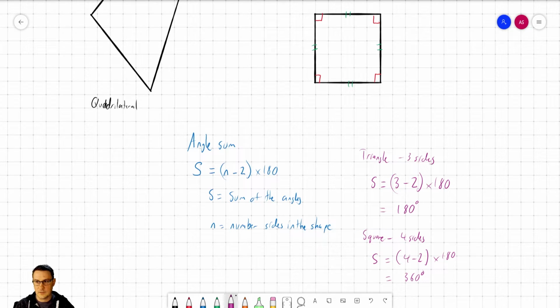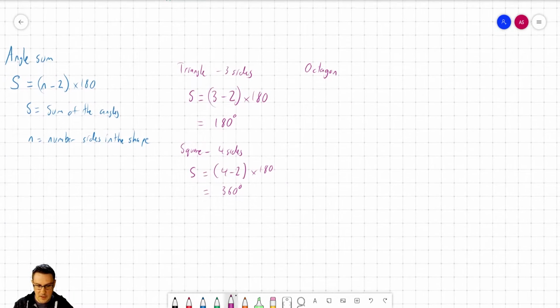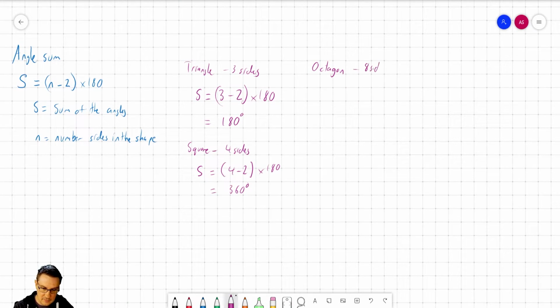So now, if we keep going and consider some other shapes, let's consider an octagon. An octagon is generally considered to be like a stop sign. It has 8 sides. So if we were to find the angle sum of all the angles inside the octagon, S is equal to 8 minus 2, and we need to multiply that by 180. 8 minus 2 is 6, so 6 times 180 is going to give us a total angle sum of 1080 degrees. This is how we go about finding the total of the angles inside each of these polygons.